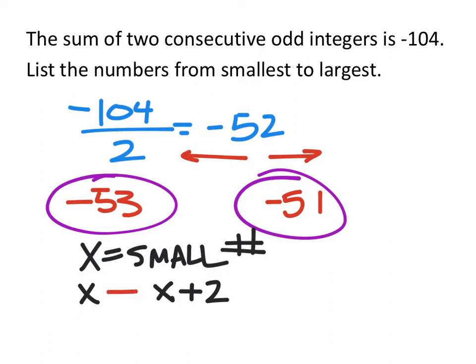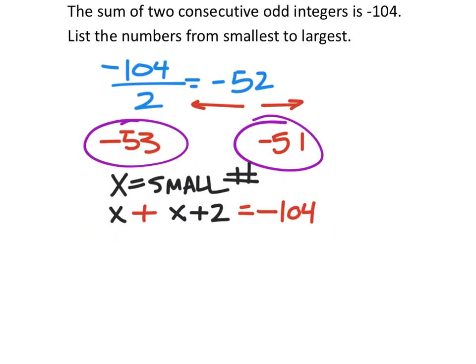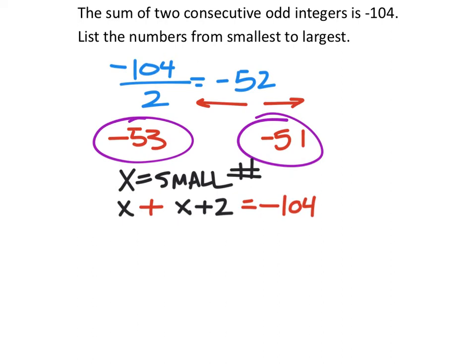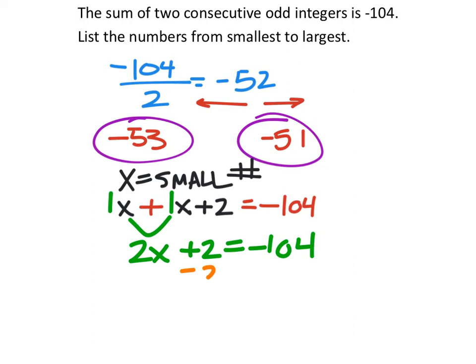Now the thing is, when you add these together, it should equal the sum, which it said was negative 104. So this becomes an equation that we can solve just like a regular equation. I've got two x's that I can combine there, so I get 2x plus 2 equals negative 104. Now subtract 2 from both sides to isolate the x's.